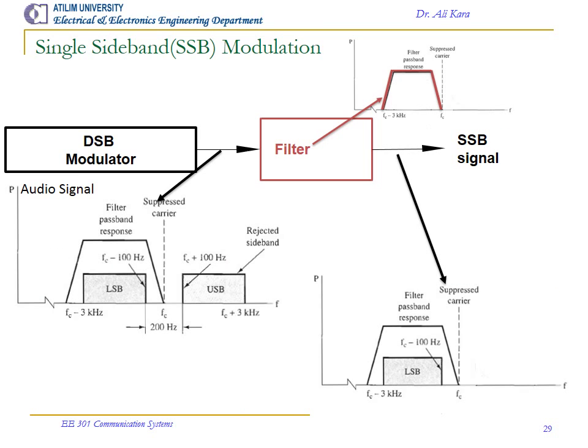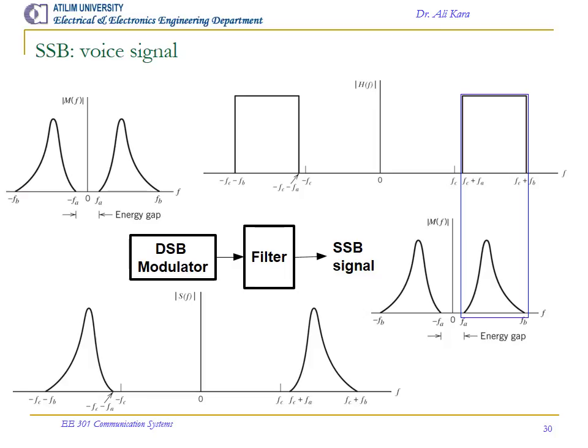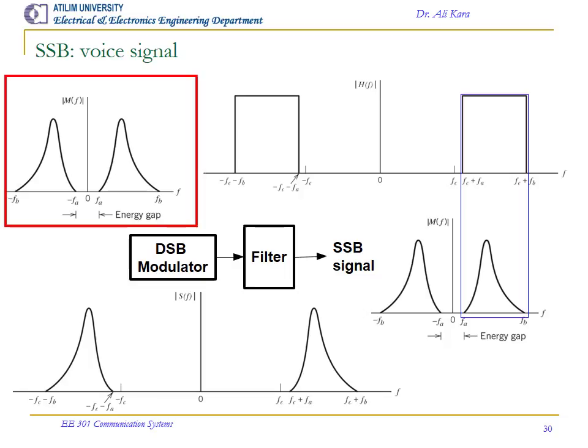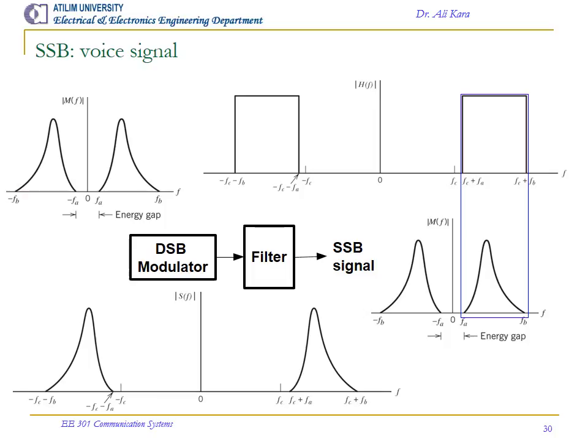Single sideband SSB modulation, audio signal. Following is how an audio signal can be transformed from DSB to SSB. SSB voice signal. SSB finds its greatest application in the transmission of an analog voice signal. Analog voice has very little energy at low frequencies. This results in an energy gap shown in the figure. It is easy to construct an SSB modulation scheme with the spectra of message signal.